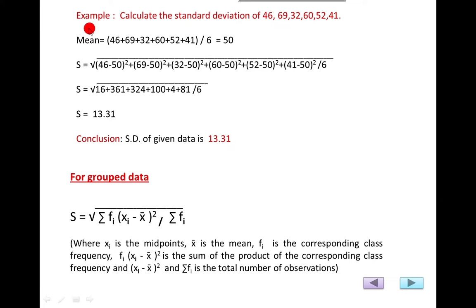This is the example. Calculate the standard deviation of this data. There are 6 observations. Ungrouped data. First we will calculate the mean, add all values, divide by 6, 50, and then subtract xi. Xi is the value 46, minus mean, square. Summation sign means plus sign.